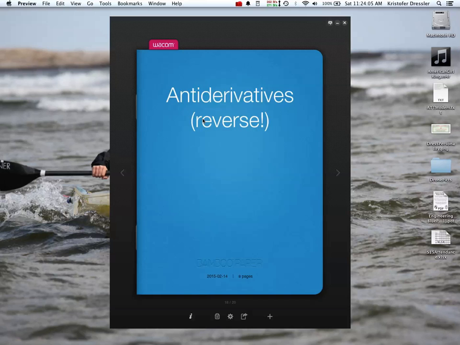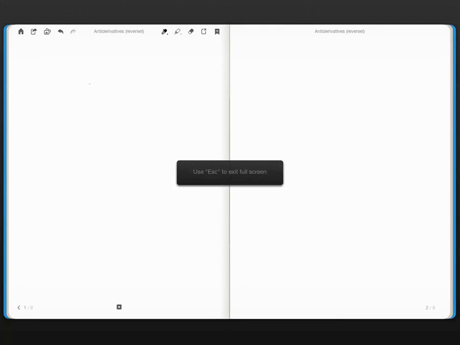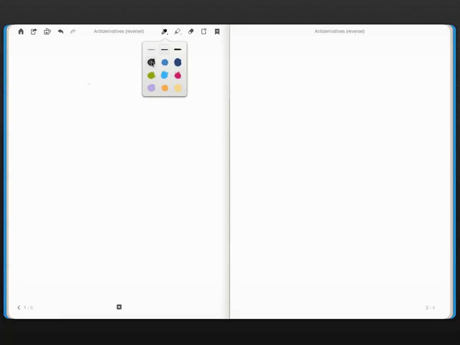Antiderivatives. So everything we've done before, we are now going to do in reverse. So let's get on with it. Full screen. So we're talking about these antiderivative things here.